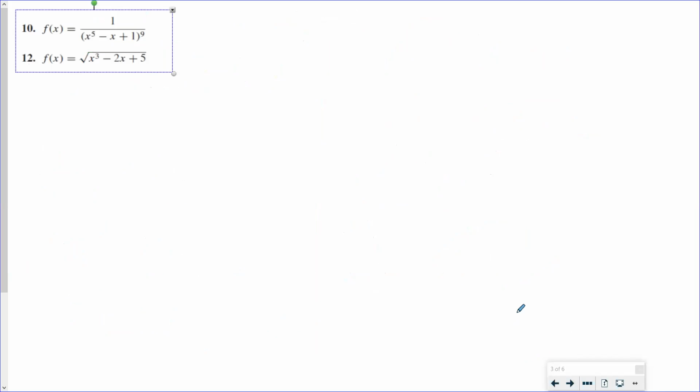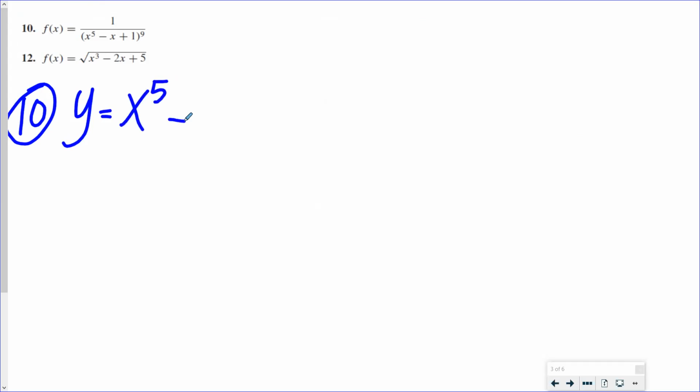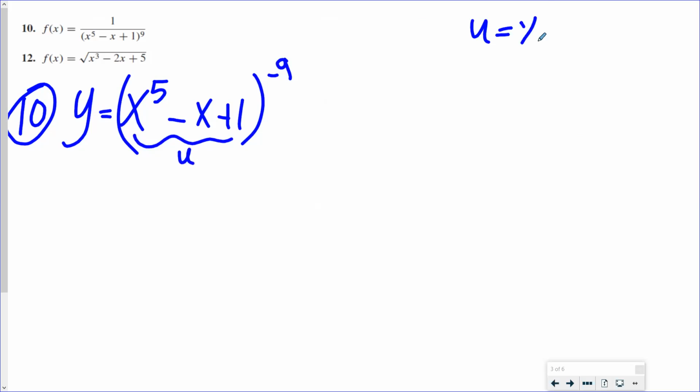Now let's do this one here, number 10. In number 10 here, y is equal 1 over (x to the power 5 minus x plus 1) raised to the power 9. Can I write it like (x to the power 5 minus x plus 1) raised to the power negative 9? Yes, teacher. So I will do the same steps. I will suppose that this is u. So u is x to the power 5 minus x plus 1. And since u is x to the power 5 minus x plus 1, y will be u raised to the power negative 9.